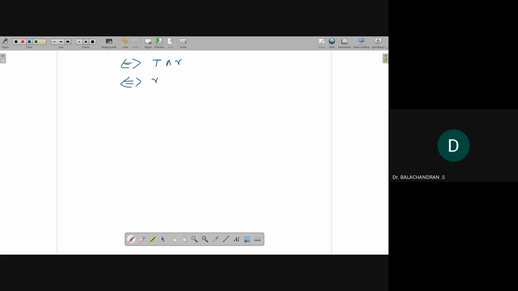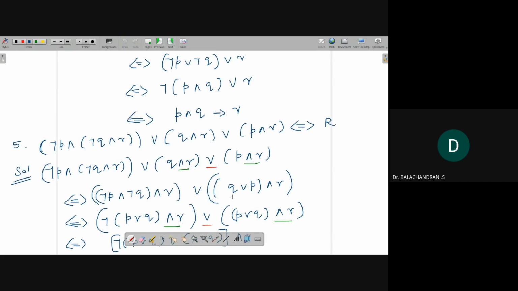So especially you should know the laws, okay, and then you should know which law you can use in which place. That is also most important. And one more problem we'll discuss.